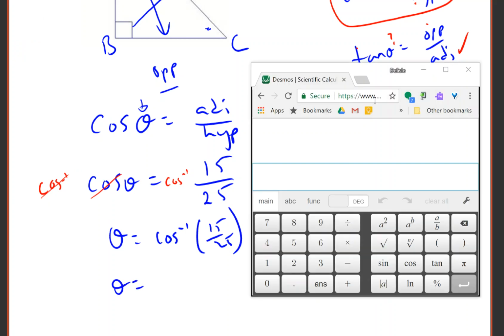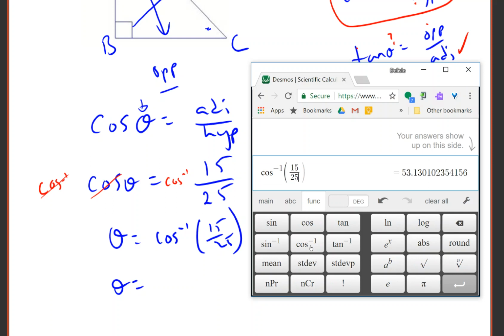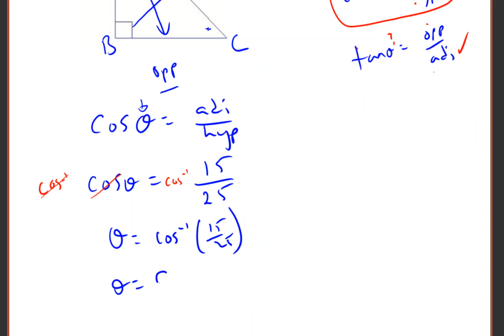So I brought out this Desmos calculator, and you'll see I don't see the cos negative 1 on here. Oftentimes in regular calculators there'll be a shift button, or in this case I'm going to do function. Now I see that cos negative 1. In the brackets I need 15 divided by 25, and I can use the slash key on my keyboard to get that divide. If I hit enter, I end up with 53. So theta equals 53.13. 53.1 is good enough. And it's an angle, so it must be in degrees.